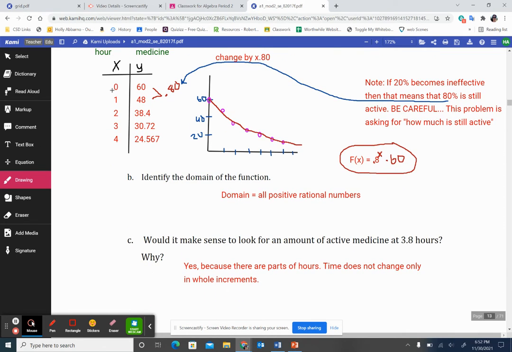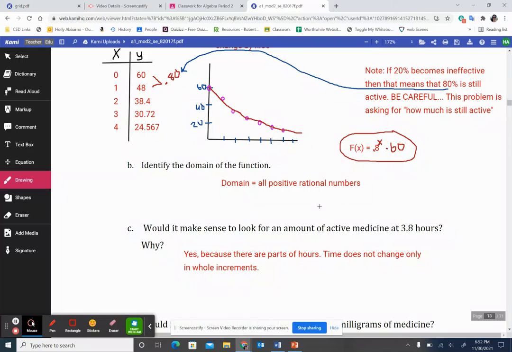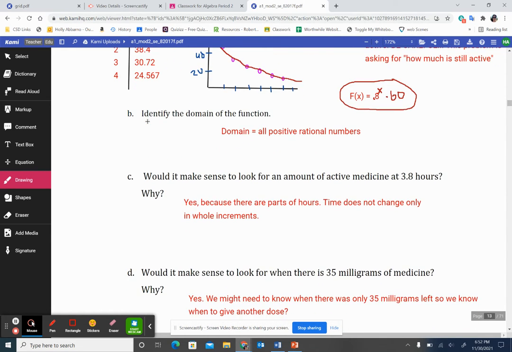And the domain is these x values. They're all positive. You can only have positive time, and it's going to be rational numbers because it's going to be all the decimals and fractions in between. Okay? And the question asks, would it make sense to look for the amount of active medicine at 3.8 hours? Well, yeah, maybe I want to know how much is still in my dog's system at 3.8 hours. I don't have to check it at every hour on the hour. So it said yes, because there are parts of hours, time does not change only in whole increments. You might have something else put there.